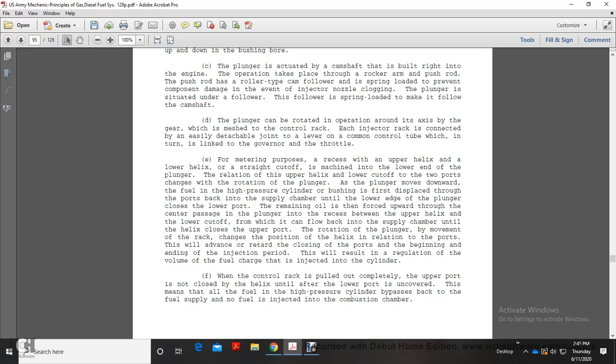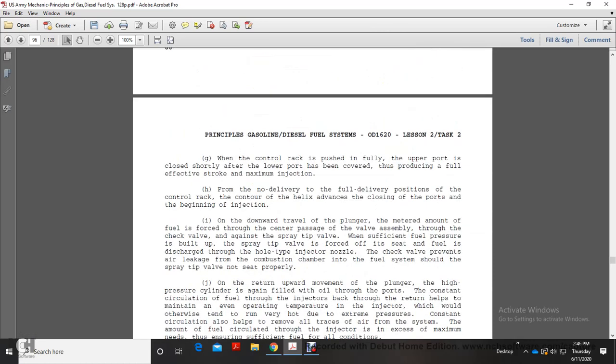When the control rack is pulled out completely, the upper port is not closed by the helix until after the lower port is uncovered. This means that the fuel in the high pressure cylinder is bypassed back to the fuel supply and no fuel is injected into the combustion chamber.